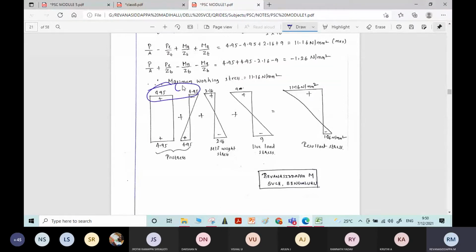4.95 minus 4.95, you will get 0. Here, plus 4.95 plus 4.95 means 2 times the P by A. So the resultant stress will be like this: here it is 0, and at the other end it is 2 into P by A, meaning 2 into 4.95. Okay, the same kind of problem.